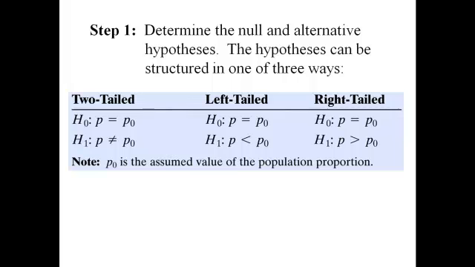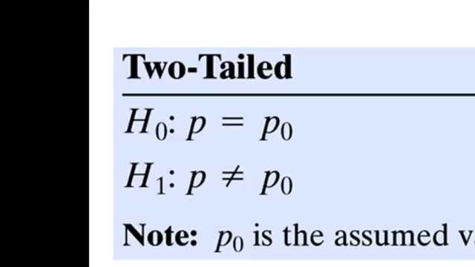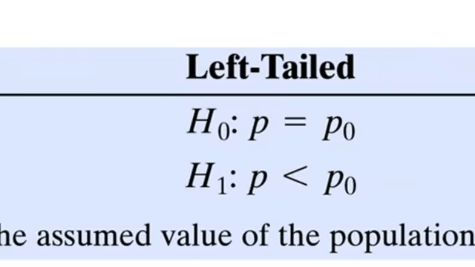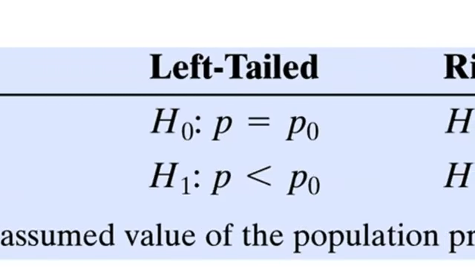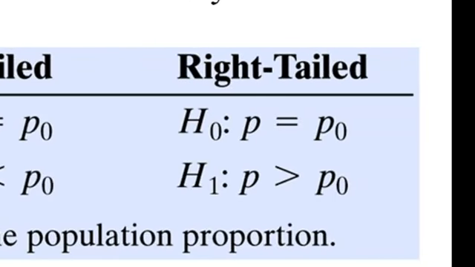Now, step 1 of our test is to set up the hypotheses. The null hypothesis is always going to be H0, P equals P sub 0, where P sub 0 is the assumed value of the population proportion. Our alternative hypotheses are either going to be that P is not equal to P sub 0, in which case we have a two-tailed test, P is less than P sub 0, and that would be a left-tailed test, or P is greater than P sub 0, and that would be a right-tailed test.